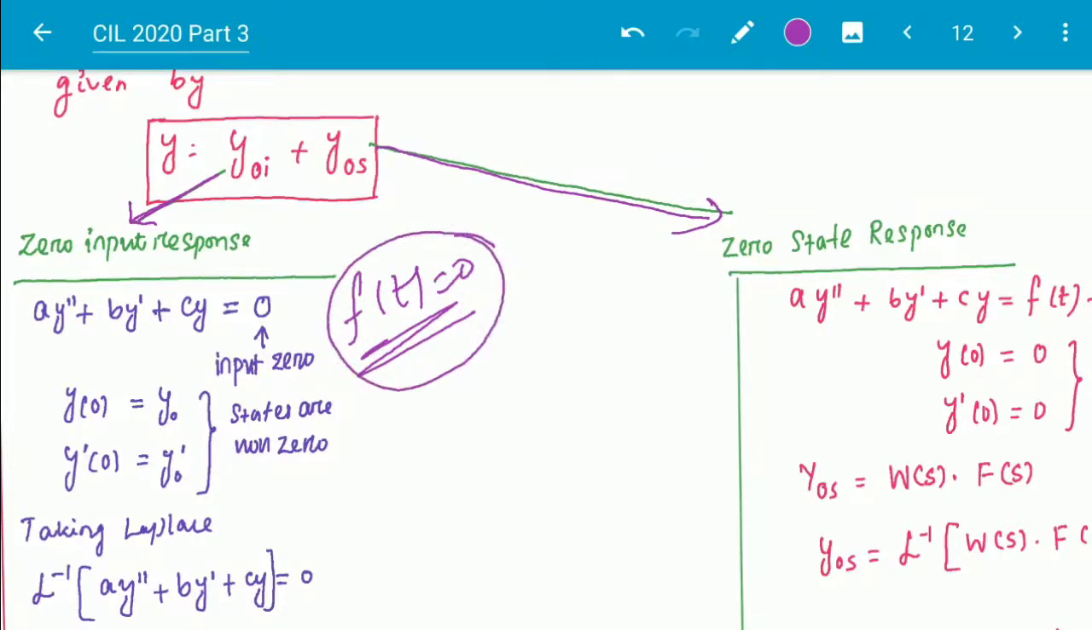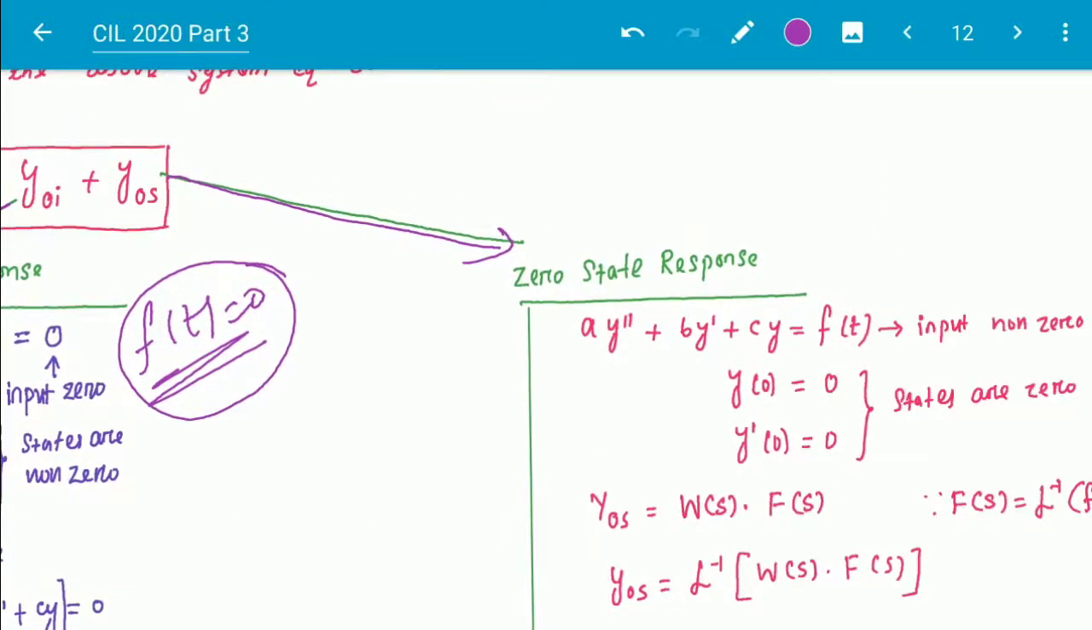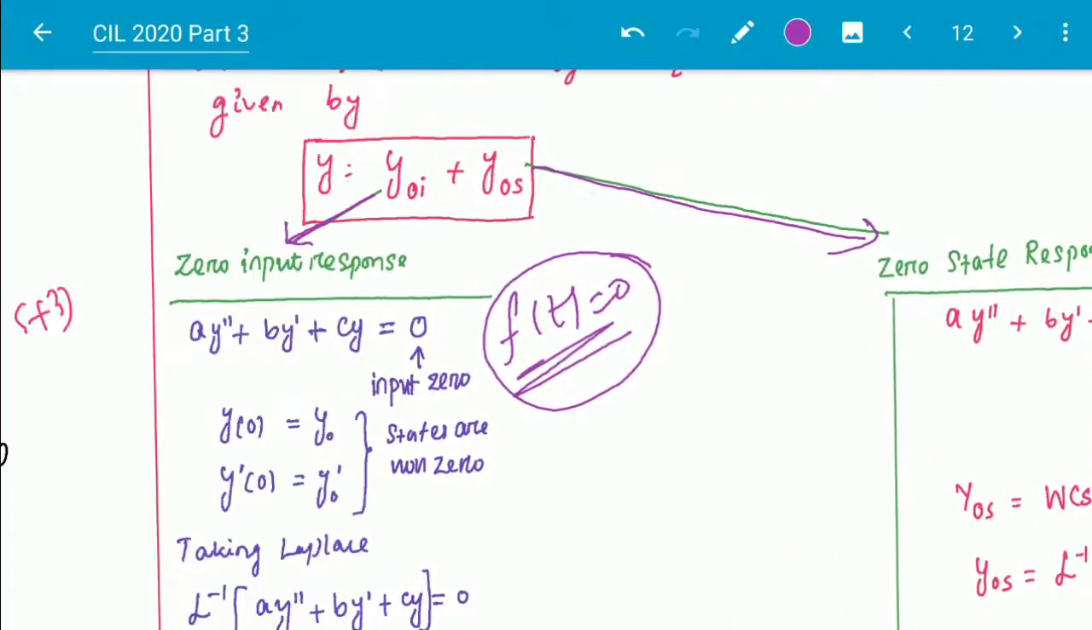And in case of the zero state response, f(t) will be present while the initial state values of y will be 0. y(0) will be 0 and y prime, that is the first derivative of y at t equal to 0, will be 0. The state values are 0 in case of the zero state response, but in case of the zero input response the state values are finite, that is y(0) is equal to y naught and y prime(0) is equal to y prime naught, and the states are non-zero values.